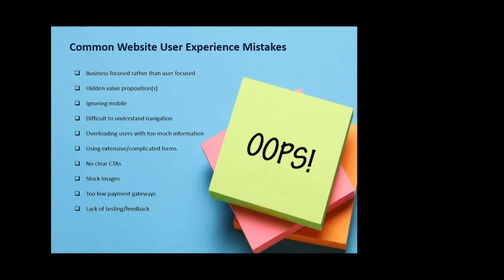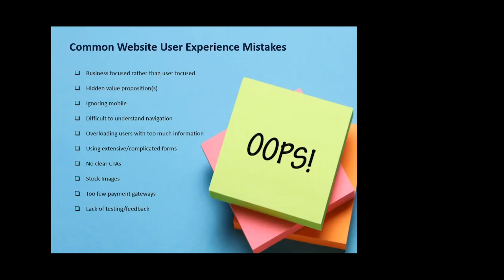Difficult to understand navigation. The rule of thumb is 3 clicks. In other words, we want the user, the customer, the prospect, to be able to do whatever it is that we want them to do, such as purchase a product, within 3 clicks. Now, that's not always easy to do. But the point is, you certainly don't want to be going to 5, 6, 7, 8, 9 clicks. Every additional click that you introduce in that user journey, you will lose people along the way.